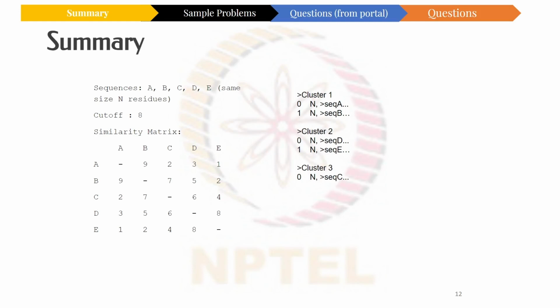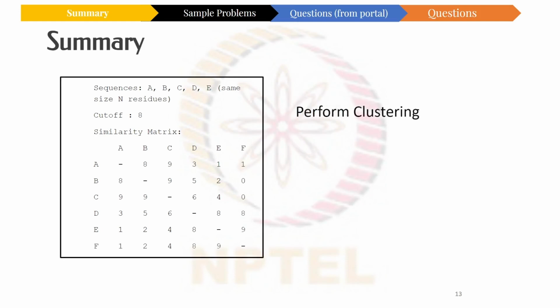The header of each representative sequence will contain information about the cluster, including the number of sequences in the cluster and the percentage of identity between the representative sequence and other sequences in the cluster. Similarly, I have given some other sequences, adding one new sequence F. So try to perform clustering on this.